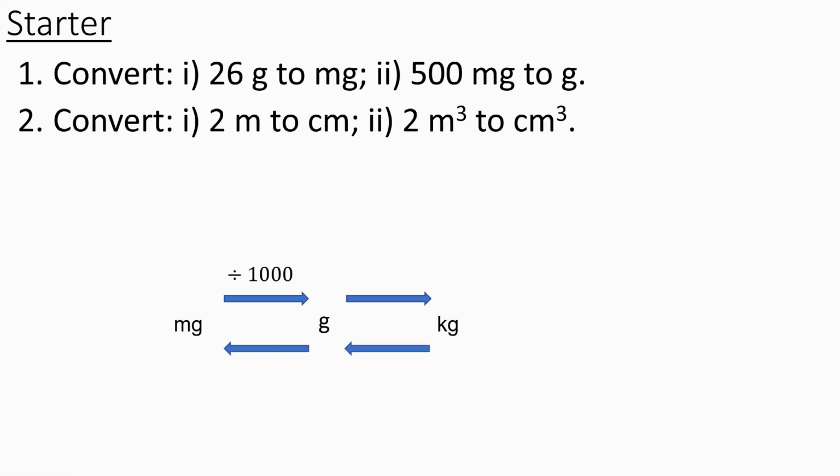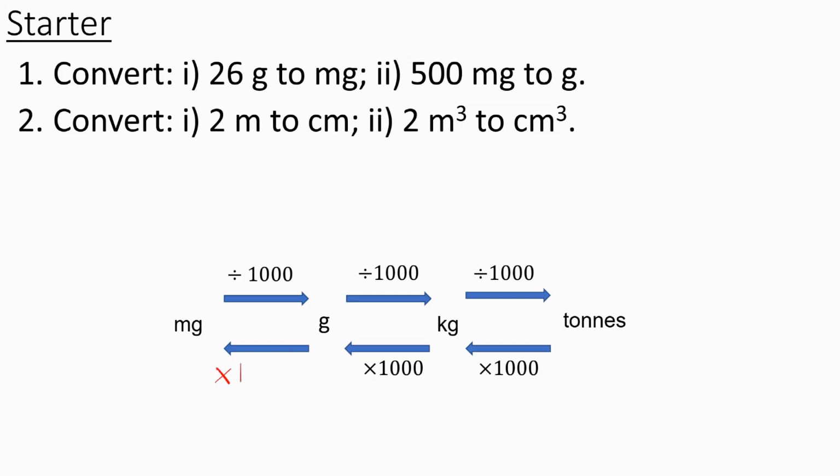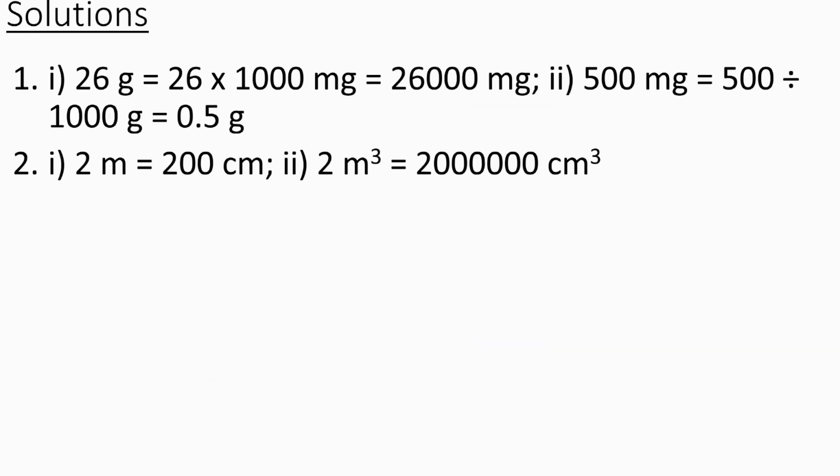Okay, here are the answers. So to remind you, these should be our unit conversions. So times by 1,000 there as well. This is how we convert between milligrams, grams, kilograms and tons. You should have 26,000 milligrams, 0.5 grams, and then 2 meters is 200 centimeters. So 2 meters cubed is going to be 2 million centimeters cubed.